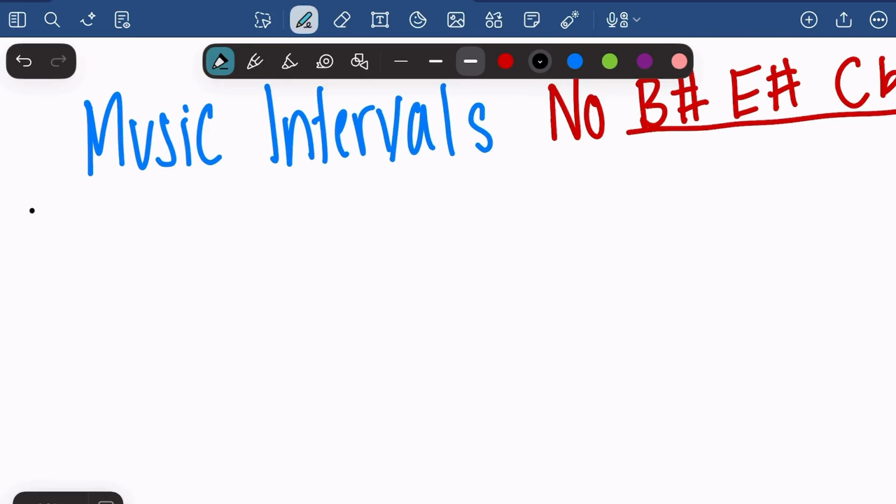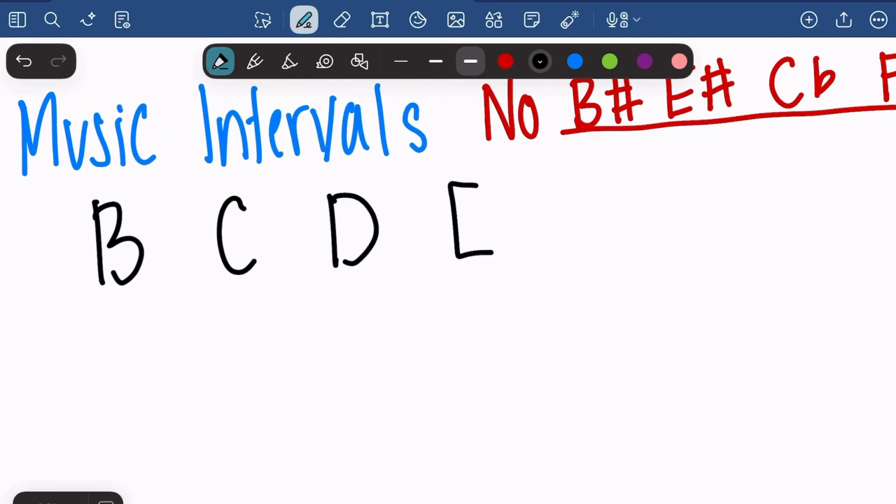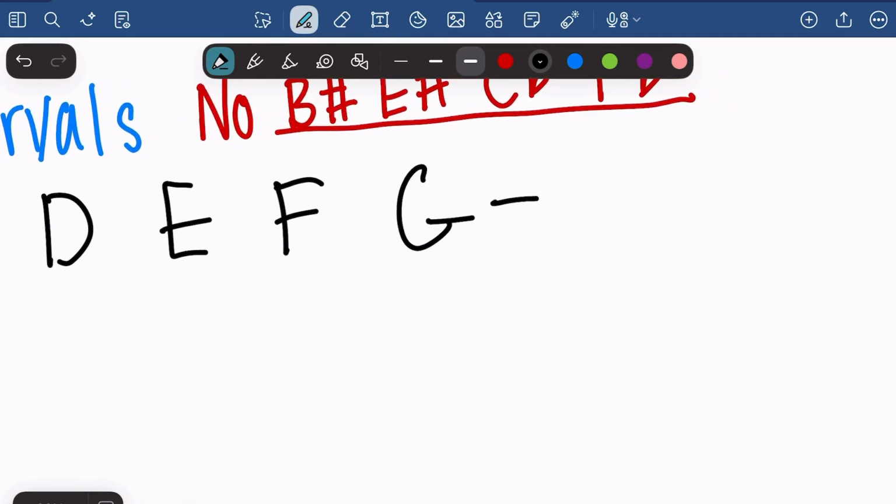So let's write that down first. A, B, C, D, E, F, and then G. And it continues to repeat. So we have A, B, C, and so on.